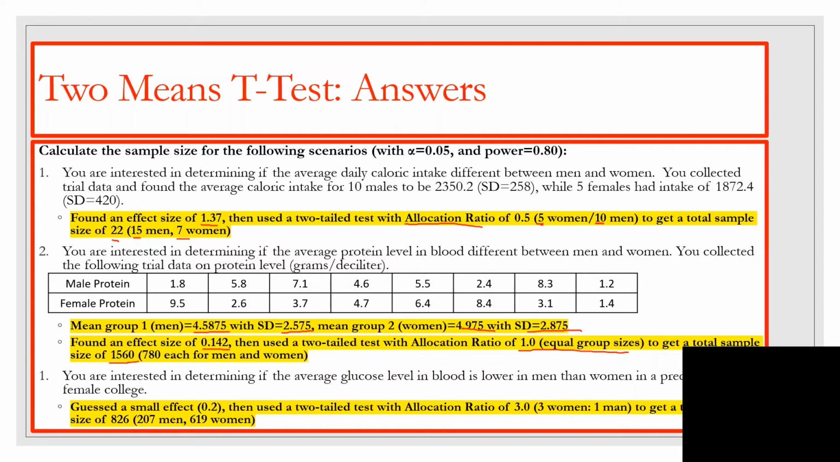The third question here gives no information other than that it's in a predominantly female college. So I'll guess a small effect with a two-tailed test. And now the allocation ratio I'll set is actually 3 because I expect I'd only be able to get like 1 man for every 3 women if it's mostly women. To get a total sample size of 826. A little over 200 men and over 600 women.